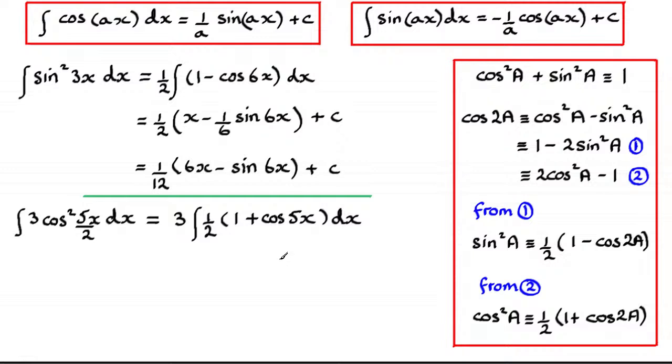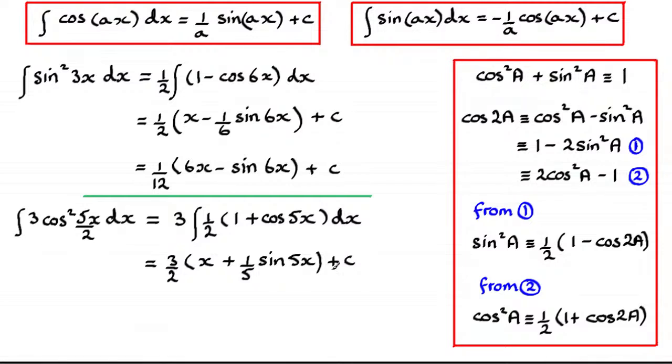Right, okay. I am going to give you the answer. You can check through. If you were to integrate this, I've taken the half out, so we've got 3 over 2. So you're left with integrating the 1 and the cosine 5x. The integral of 1 is going to be x, and the integral of cos 5x is going to be 1/5 sine 5x, plus that constant of integration.